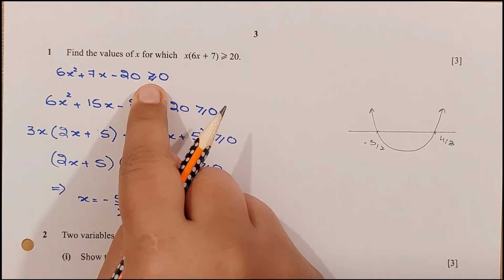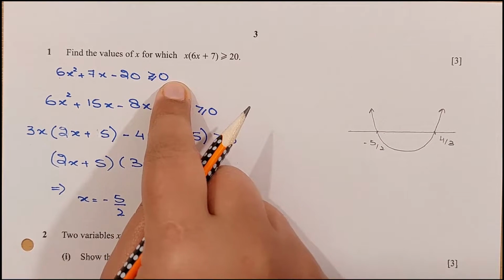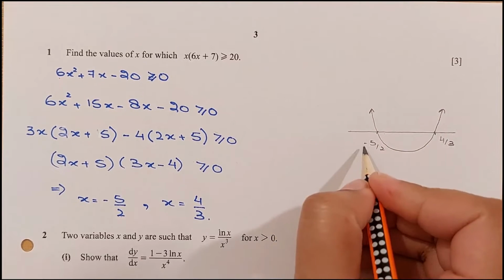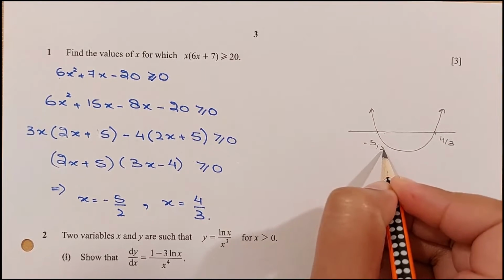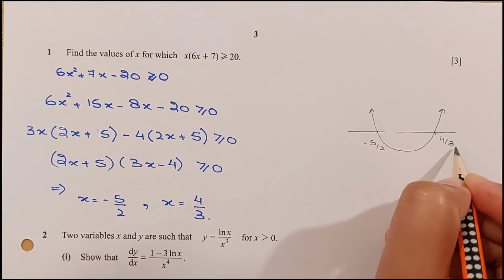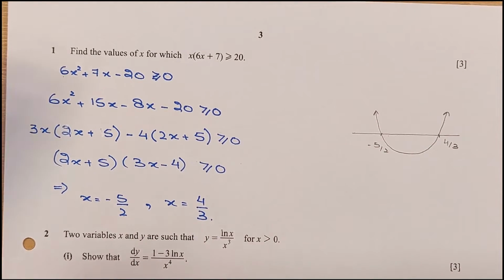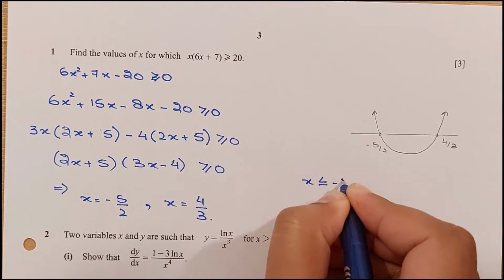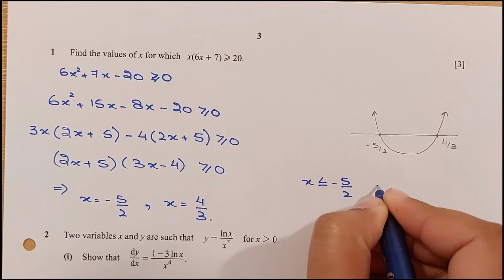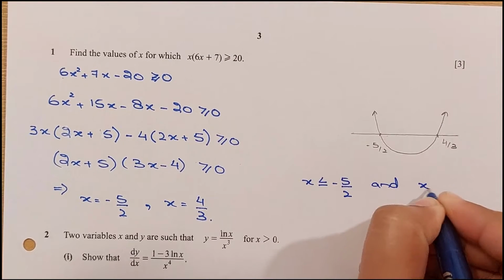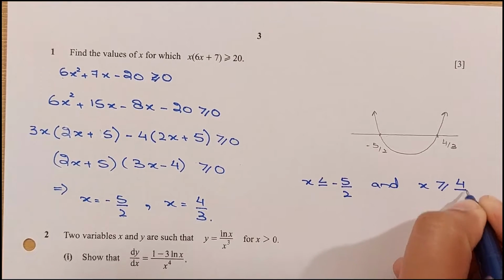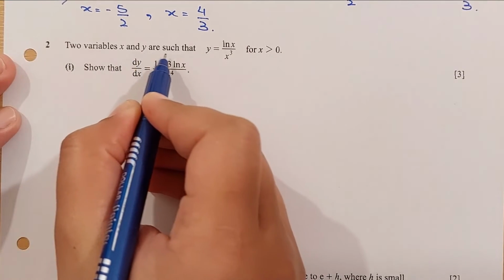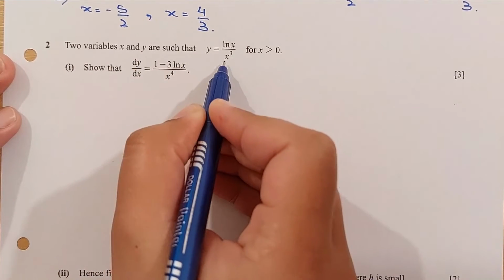Let's say this is minus 5 by 2 and this x-intercept is 4 by 3. Now we have to find where it is greater than or equal to 0. These are the greater values, and it is equal to 0 when x is less than or equal to minus 5 by 2 and more than or equal to 4 by 3. So the inequality is x is less than or equal to minus 5 by 2 and x is more than or equal to 4 by 3.